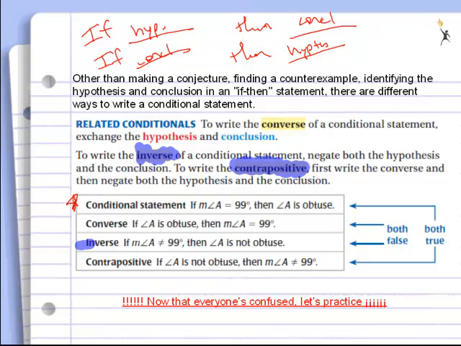So again, we started off with our conditional statement. Okay, here we go. Starting point. We flip the hypothesis and the conclusion. In fact, we're going to start with our conditional statement.